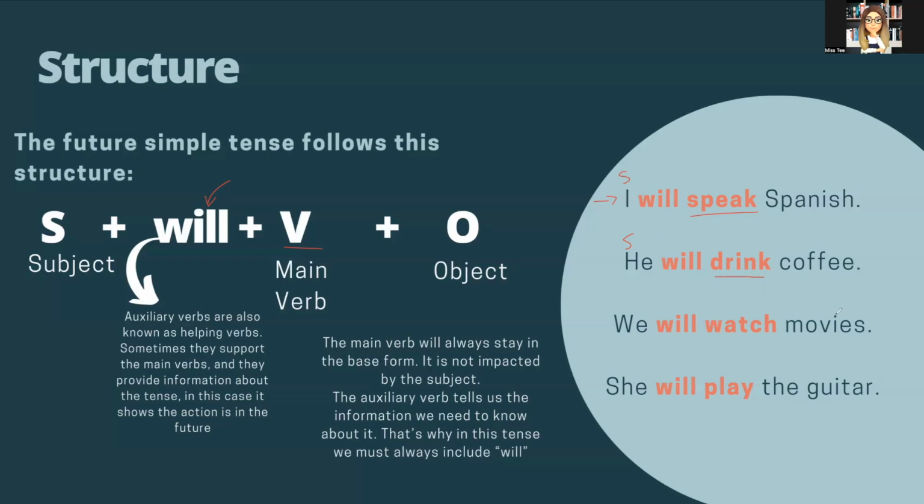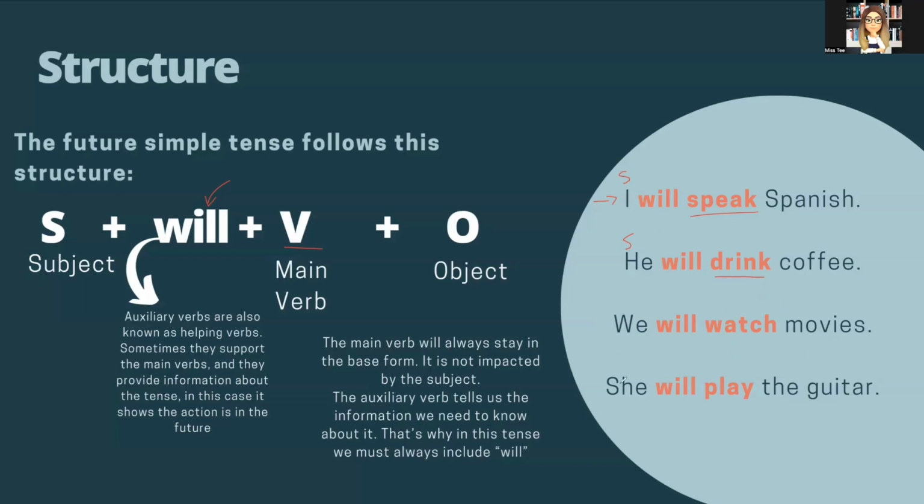We will watch movies. Now we have a plural subject, but that doesn't change anything. We still have will plus the base form of the verb watch, and then the object is movies. She will play the guitar.